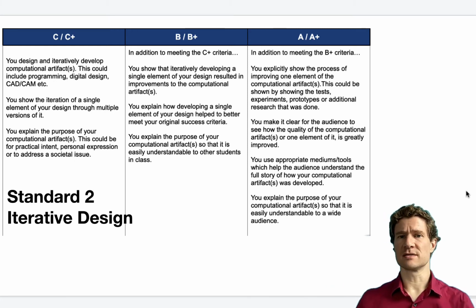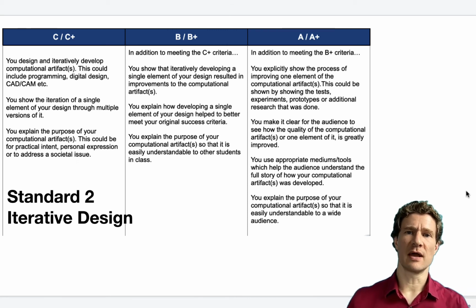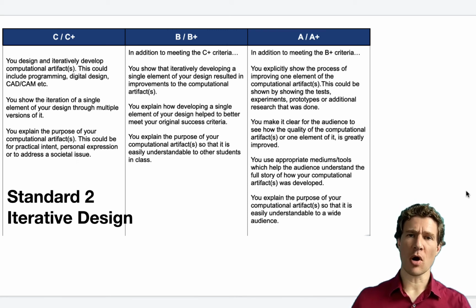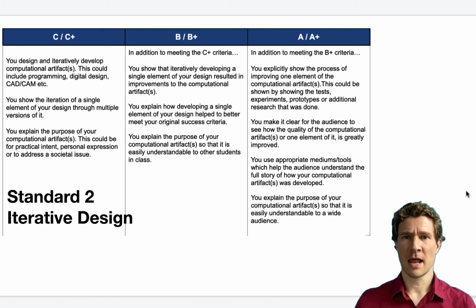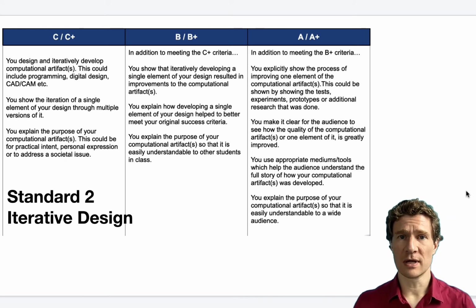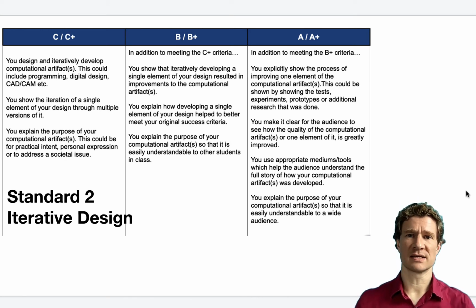The first is that you design and iteratively develop something that is a computational artifact. The second thing is that you show the iteration of a single part of that design over multiple versions. And the third thing is the purpose. You want to explain the background of why you went through the design process or why you went through these multiple iterations in order to arrive at the final version.